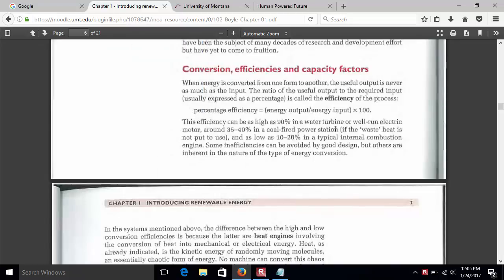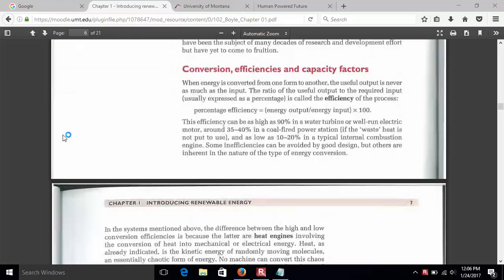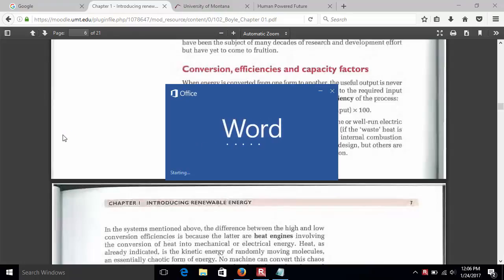Okay, so as we just mentioned, energy cannot be created or destroyed. It can only be converted from one form into another. Now, this equation, percentage efficiency, what I encourage you to do is open Microsoft Word. Here will be your first little equation for your summary.